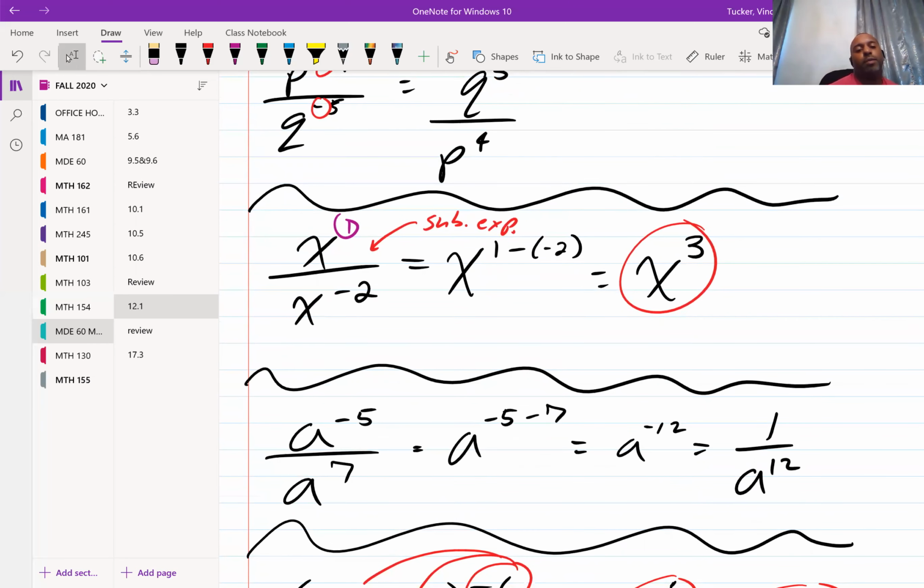All right, here we have a to the negative fifth divided by a to the seventh. Once again, we're dividing our exponents, so that means we need to subtract. So that's negative 5 minus 7 for our exponents. Negative 5 minus 7 to give us negative 12. Then to represent that as a positive exponent, we drop it down to our denominator, so it'd be 1 over a to the positive 12th power.